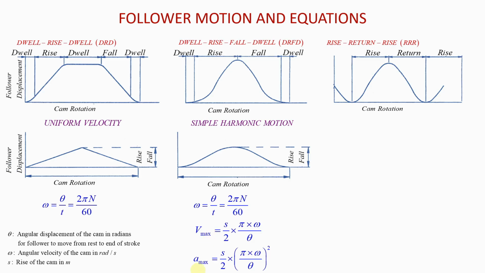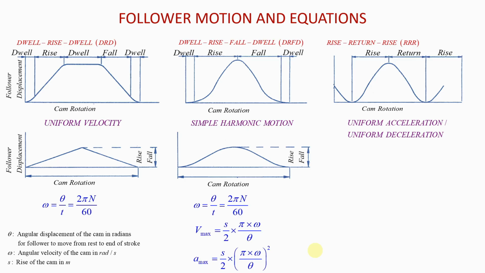And its acceleration is maximum at the beginning of the stroke, and the deceleration is maximum at the end of the stroke, okay? So I repeat, the maximum velocity of the follower is reached at mid-stroke, which means at the midpoint of the stroke. That is where you reach the maximum velocity of the follower. However, the maximum acceleration of the follower is at the beginning of the stroke, and then the maximum deceleration is at the end of the stroke, okay? I hope I made myself clear there.